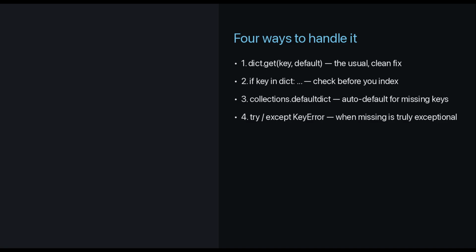There's more than one right way, so pick what fits. One, and most common, dict.get with a default, what we just did. Two, check if the key is in the dictionary before you index it. Three, use a defaultdict, which hands back a default automatically for any missing key. And four, wrap the access in try except KeyError when a missing key is genuinely an exceptional case you want to handle. The square bracket index is the only one that crashes.